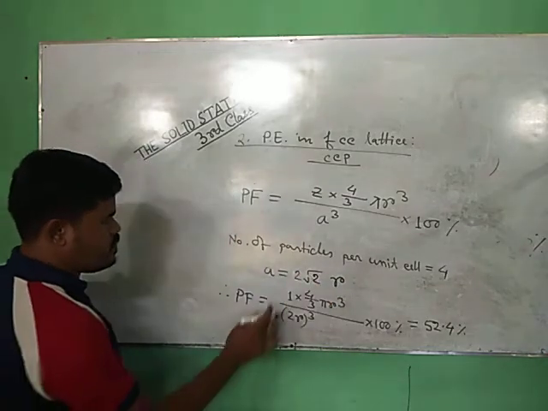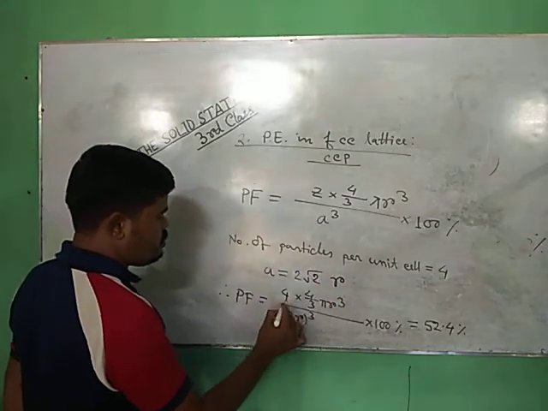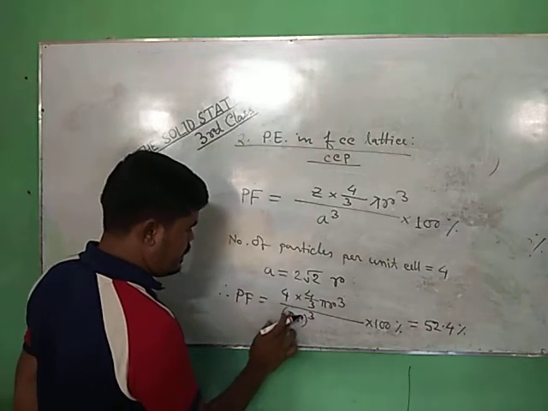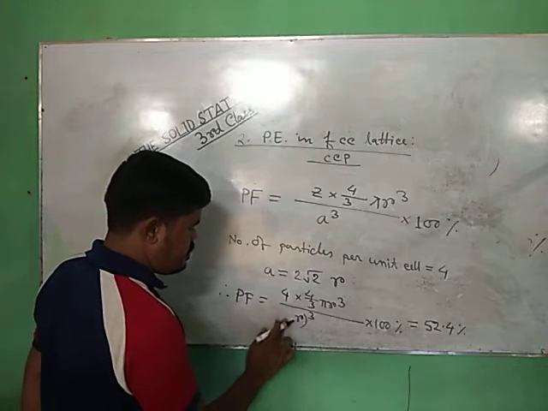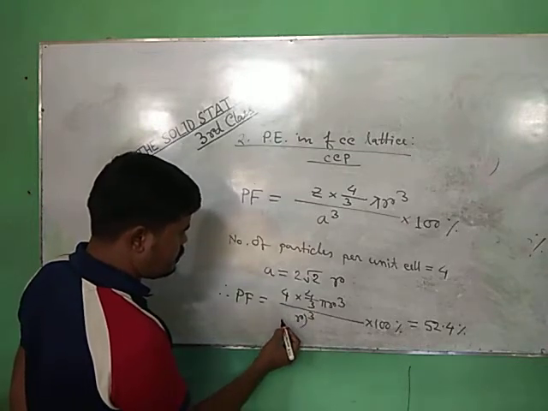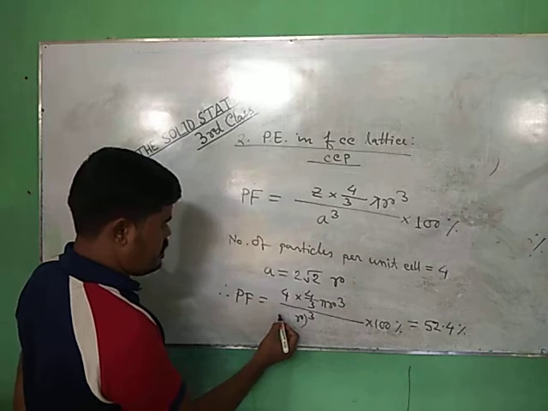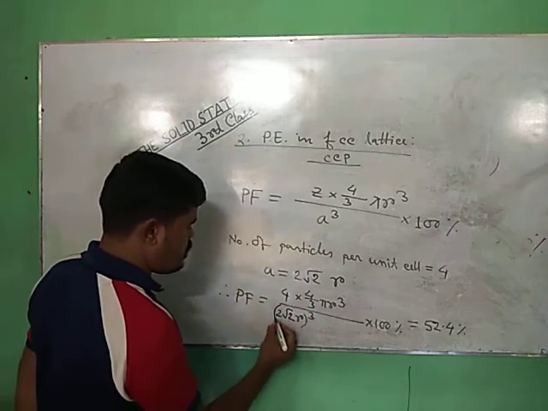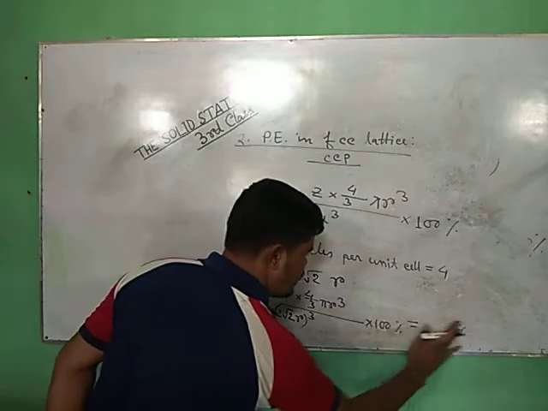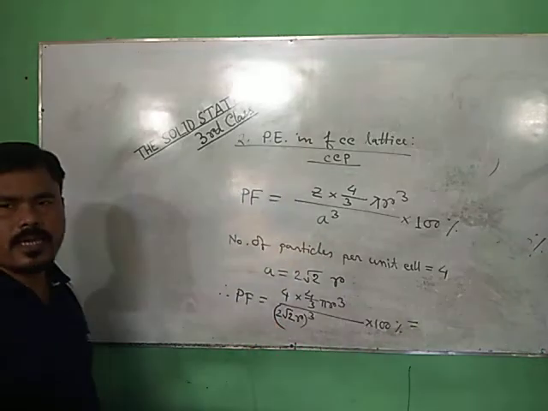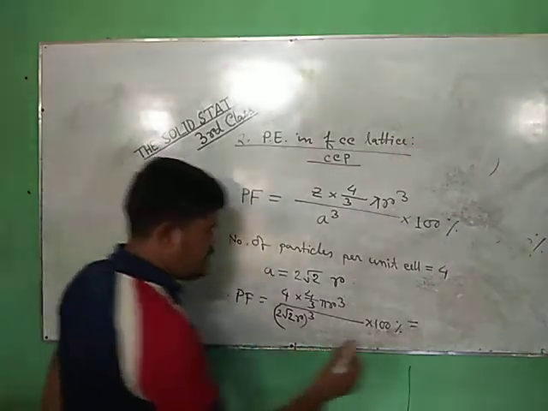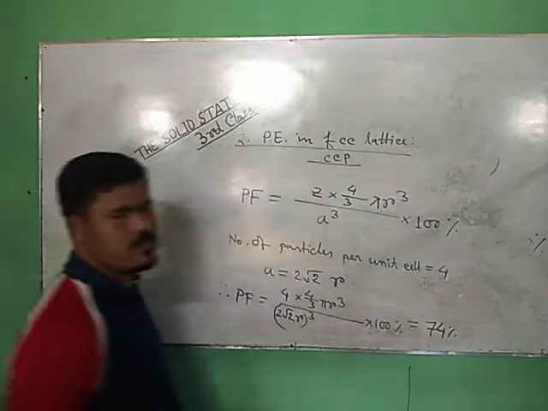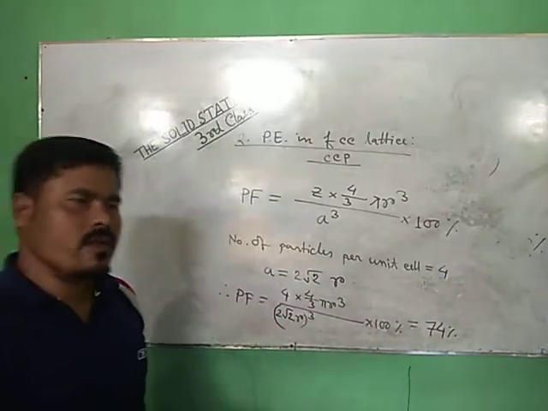So putting the values of Z and a, we are getting the numerical value. So what is this? 4 into 4 by 3 pi r cube divided by 2 root 2 r whole cube. After simplification, you will get the result. It is 74%. You have to remember this also.